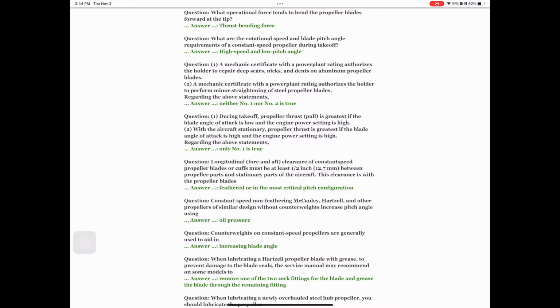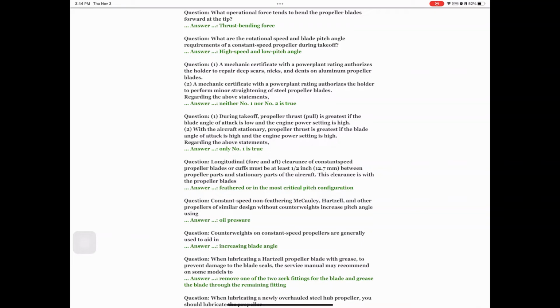Question: 1. A mechanic certificate with a Powerplant rating authorizes the holder to repair deep scars, nicks, and dents on aluminum propeller blades. 2. A mechanic certificate with a Powerplant rating authorizes the holder to perform minor straightening of steel propeller blades. Regarding the above statements. Answer: neither number 1 nor number 2 is true.